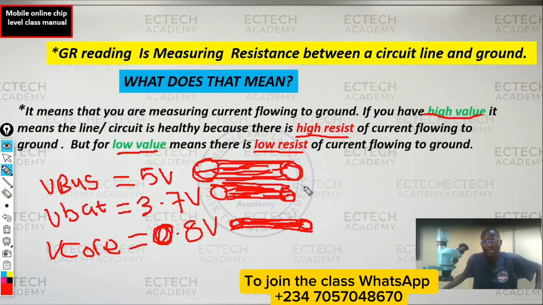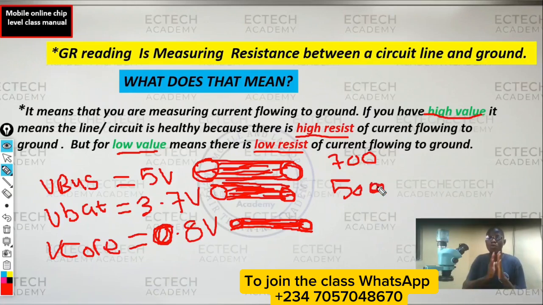Now, let me say that whenever I want to take a GR reading, if you have a value, for example for our VBUS line, and we take a GR reading and we have like 700, that's the 700 diode value. And if we take the GR reading of 3.7 volts, we have like 500. There must be a difference in their diode value based on the voltage passing through them, which is also equal to the current flowing in that line.